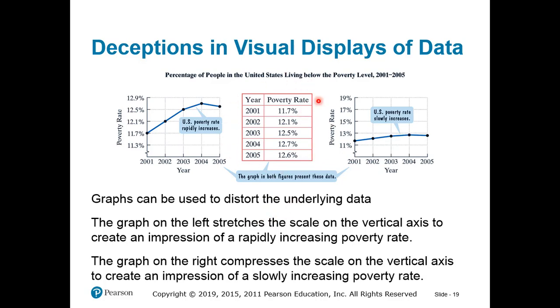So a lot of times you're not going to have this data. You're going to have graphs. Looking at the data is one thing, but a lot of times you're going to want to use graphs. Graphs are very easy to read, very easy to understand, and they're very useful, but they have to be used appropriately. So the graph on the left stretches the scale on the vertical axis to create the impression of a rapidly increasing poverty rate. The graph on the right compresses the scale on the vertical axis to create the impression of a slowly increasing poverty rate. So both of these graphs distort in one way or another.